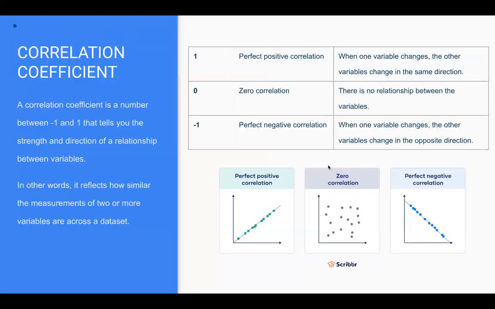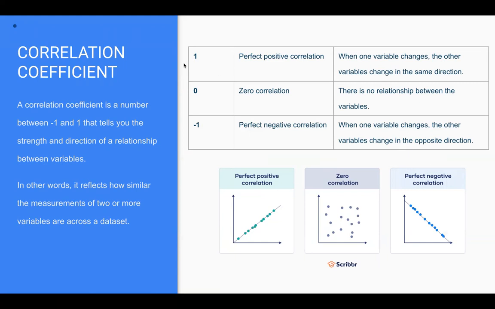So now we go into the correlation coefficient. You may be asking, what is that? The correlation coefficient is a number between -1 and 1 that tells you the strength and the direction of the relationship between variables. In other words, it reflects how similar the measurement of 2 or more variables are across the data set.